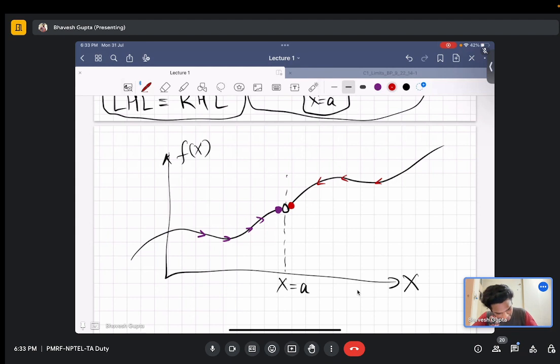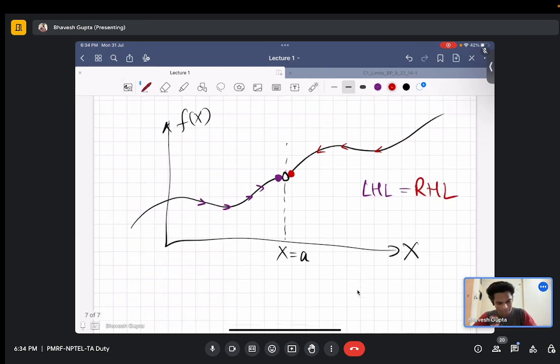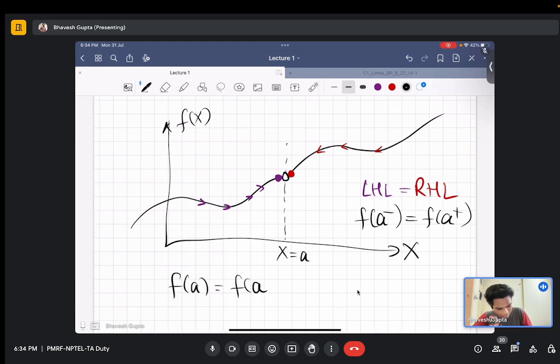In this case, the left hand limit is equal to the right hand limit. What do I mean by that? That f of a minus is the same as f of a plus, right? Then I can say that f of a is equal to f of a minus and f of a plus.